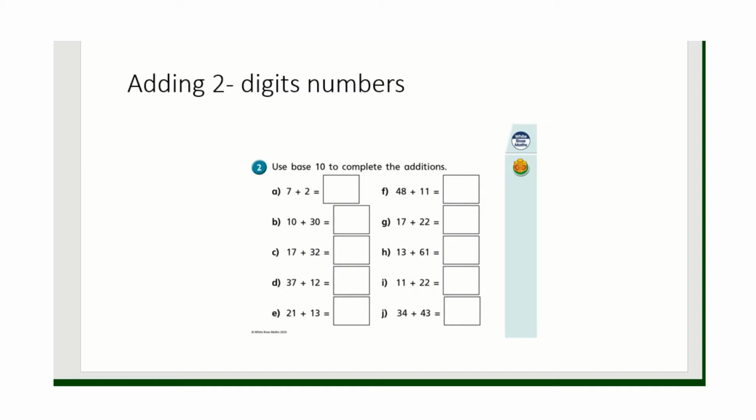So we know we can partition it into 1 ten and 7 ones. We can partition it into 3 tens and 2 ones. So how many tens have we got altogether? 1 ten and 3 tens makes 4 tens. How many ones have we got altogether? We've got 7 ones and 2 ones. We know 7 add 2 is 9. So 4 tens and 9 ones, combined together, would make 49.